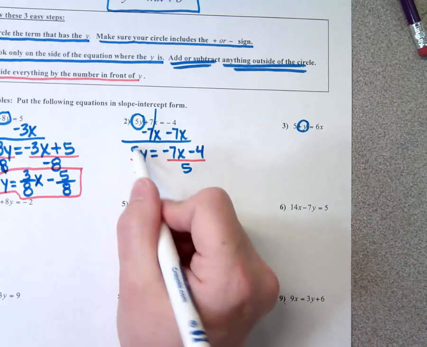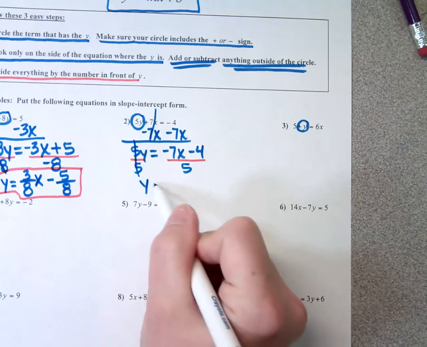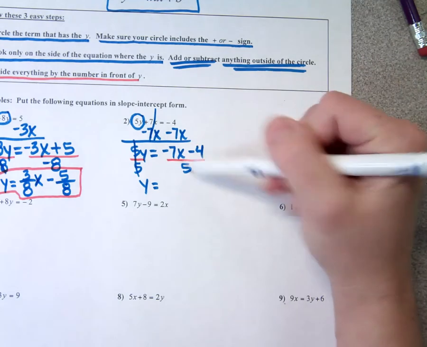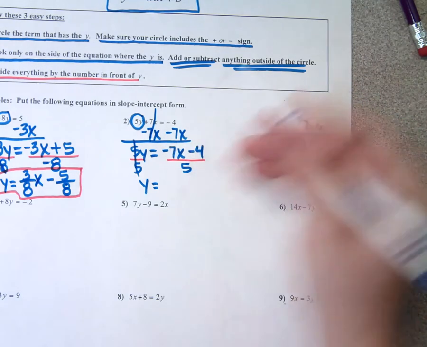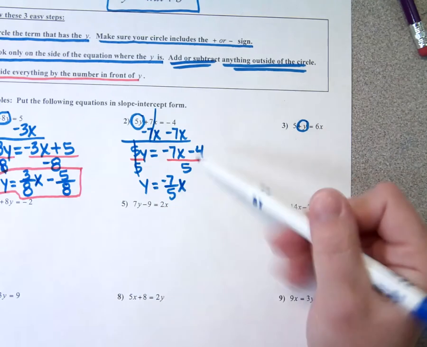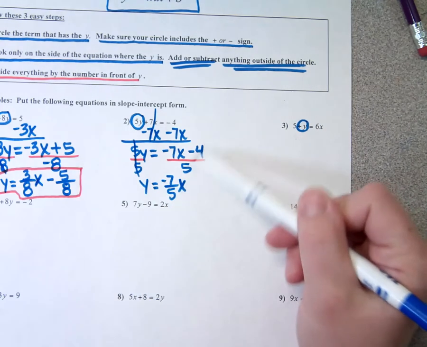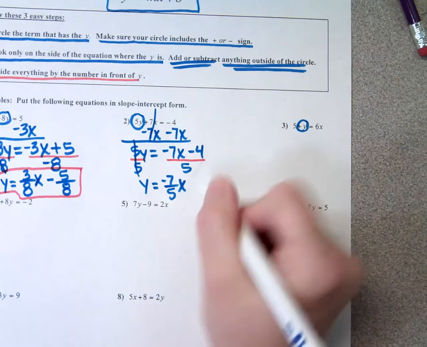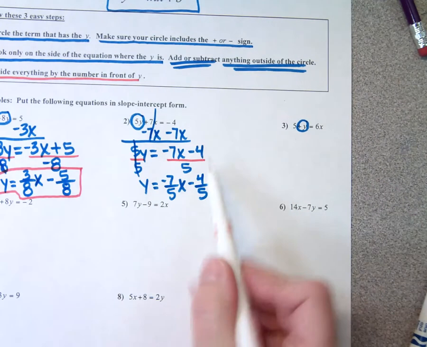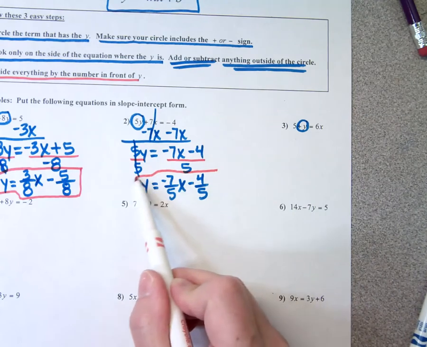So 5 divided by 5 is 1. I'm just left with 1y. Now I'm going to try to reduce if I can. Does negative 7 over 5 reduce? Nope. So I leave it, negative 7/5 x. Does negative 4 over 5 reduce? Nope. So I leave that, negative 4/5. And there's my equation in slope-intercept form.